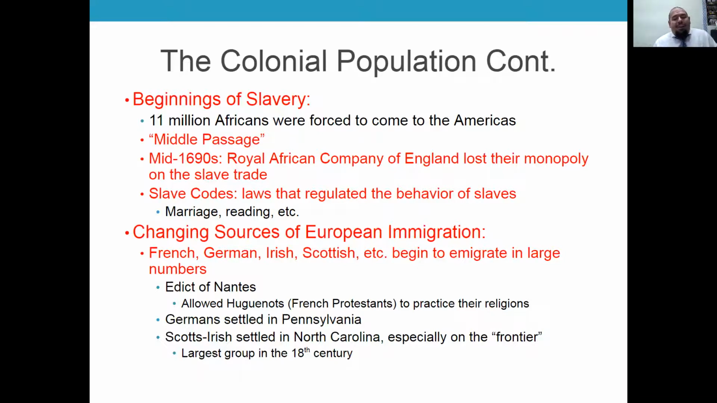So this allowed Huguenots, who are French Protestants, to practice their religions in France. France is mainly a Catholic country. Germans will settle in Pennsylvania, and the Scottish and Irish will settle in North Carolina, especially on the frontier, out in the woods, in the wilderness, finding Bigfoot. And they made up the largest group of immigrants in the 18th century.